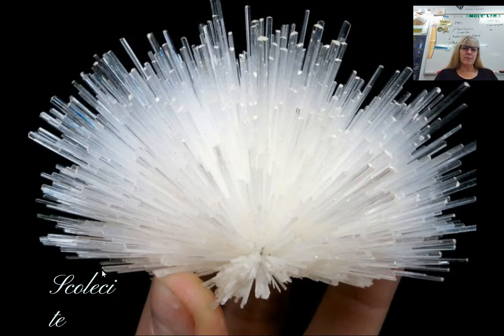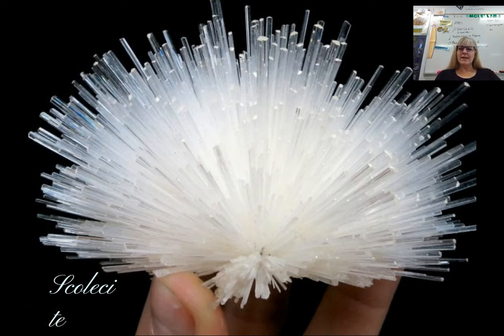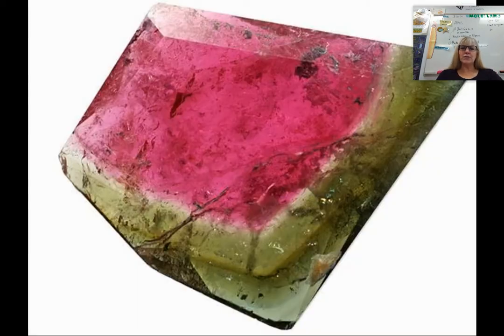This is, oh good, I put this on here, scolecite. So this is scolecite, and it forms these incredibly delicate, straw-like crystals. They do break pretty easily, but they are hard. They're pretty solid. They're very solid, obviously, and they're hard, but they will break off depending on how thin they are. But that's scolecite in its crystal form.